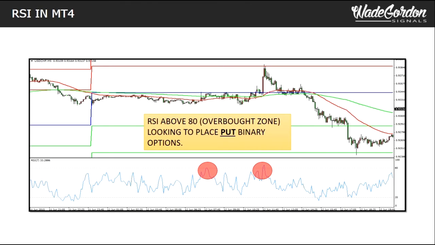And when the RSI is above 80, we are on the lookout to place put options. Again, bringing in what we learned from the previous lesson, we would also be looking for the price action of the asset to be touching one of the pivot lines as resistance this time. This gives us confidence that the price action of the asset will move in the direction we predict.